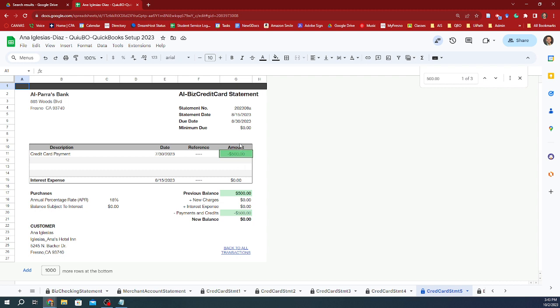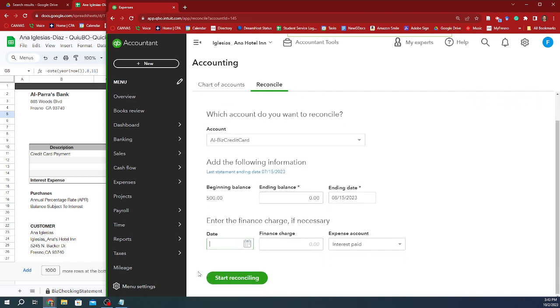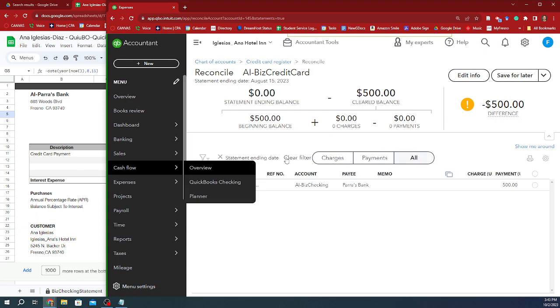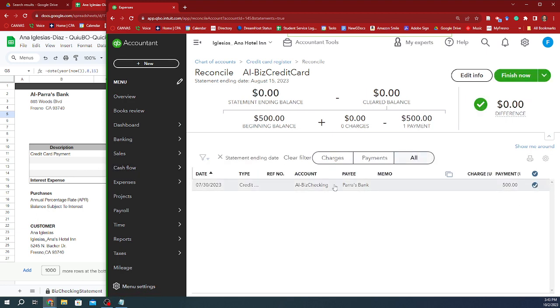And then this one started with 500 and ended up with 0, right? On this date. So this is 0 ending balance. Let's start reconciling. I should only have one transaction, which is my credit card payment of $500. I check it. It matches. And I'm done with the credit card.